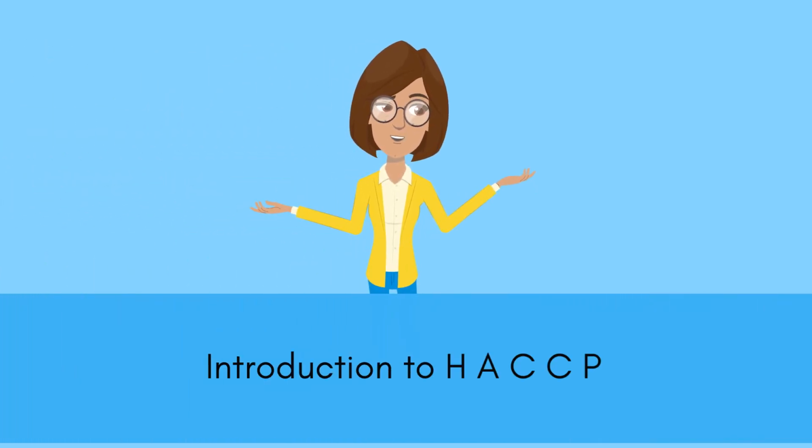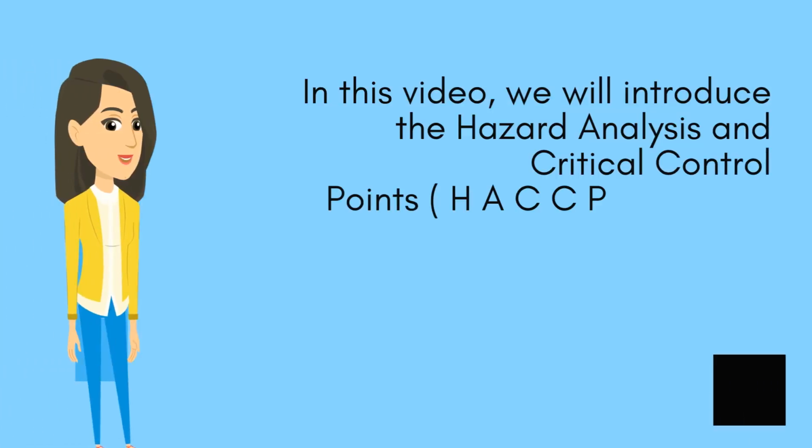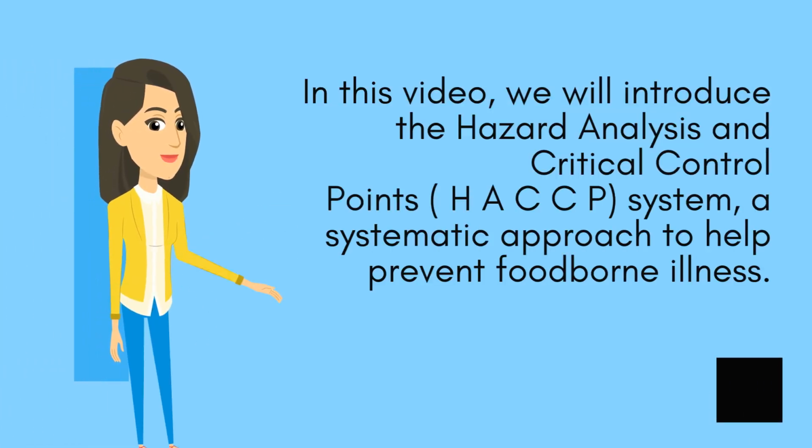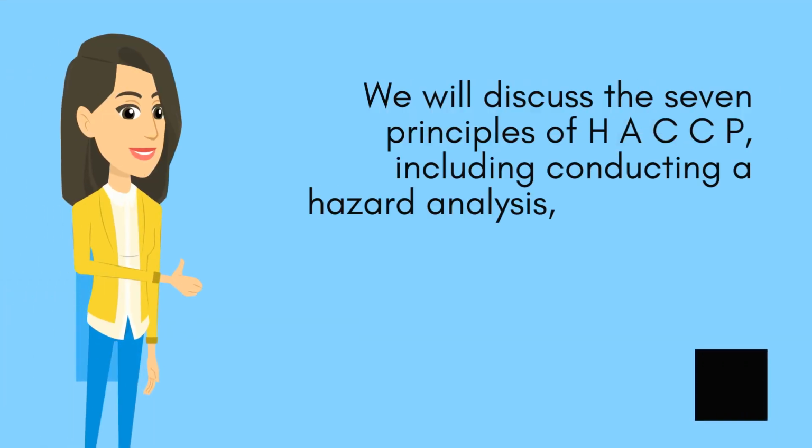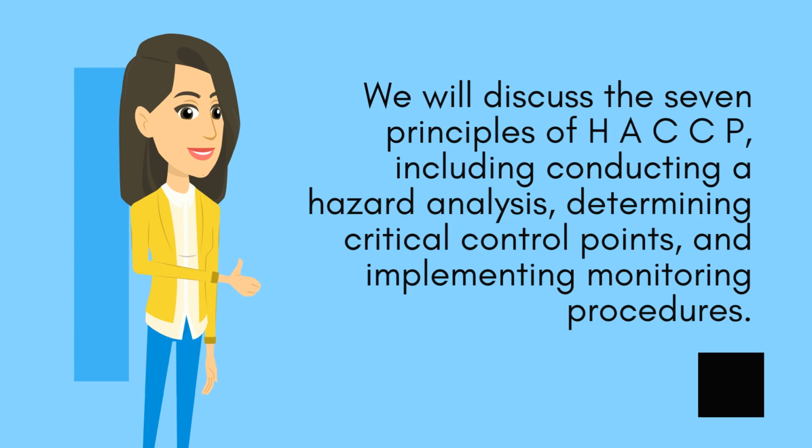Introduction to HACCP. In this video, we will introduce the Hazard Analysis and Critical Control Points (HACCP) system, a systematic approach to help prevent foodborne illness. We will discuss the 7 principles of HACCP, including conducting a hazard analysis, determining critical control points, and implementing monitoring procedures.